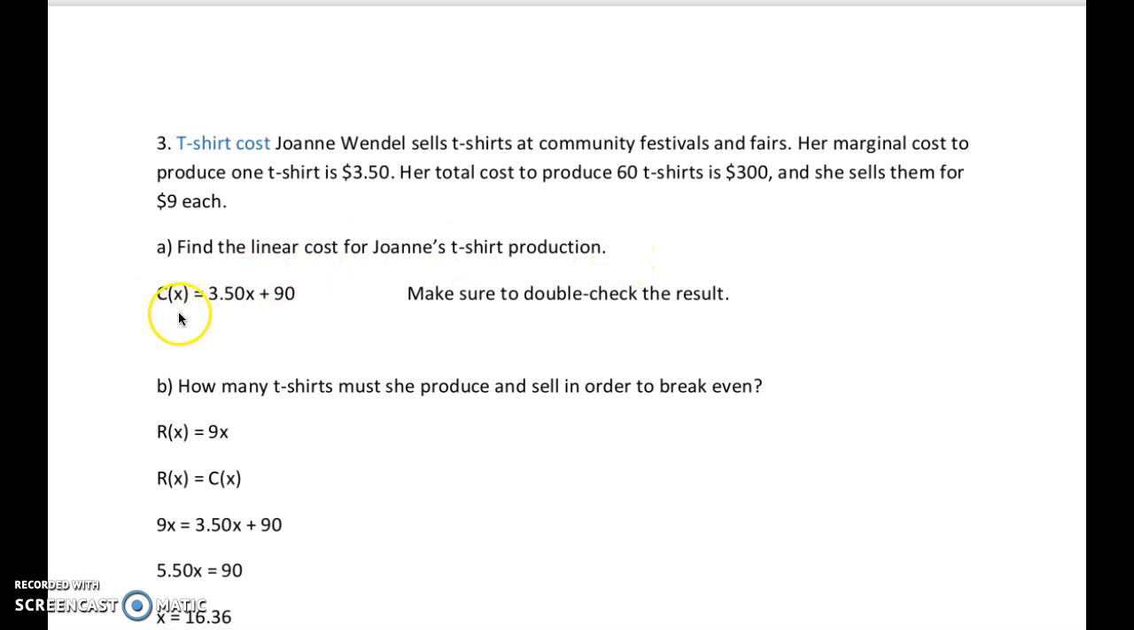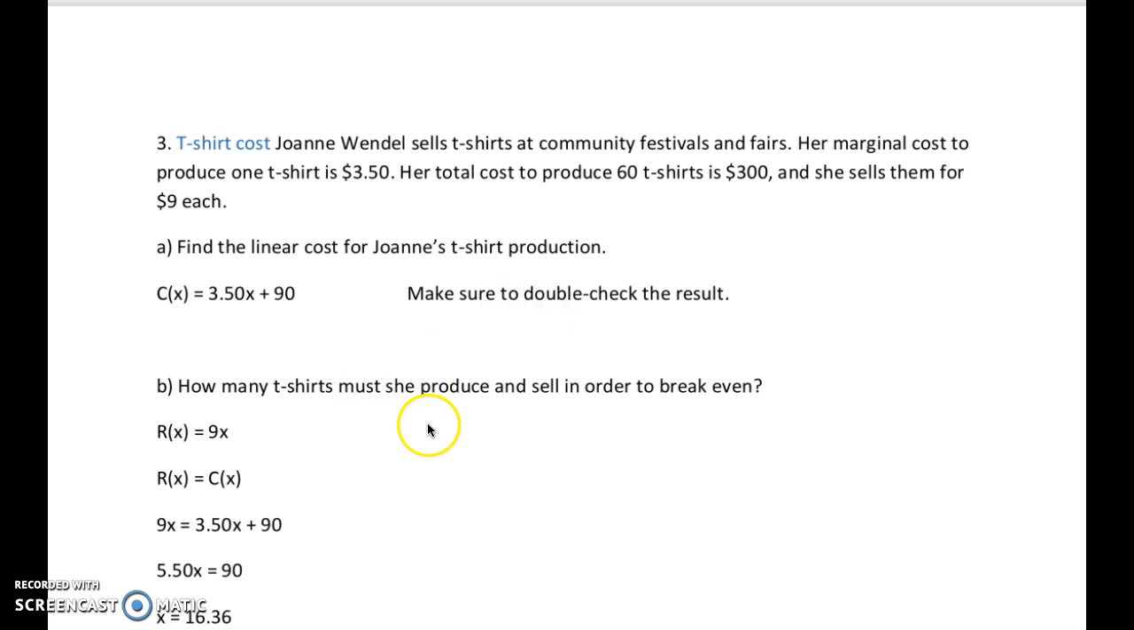And so our cost function here will be $3.50x. Plugging it into our point slope form, we get the 90 for our intercept. Okay. And you always want to make sure you double check this result, because this will oftentimes make a difference for multiple questions that are going to be asked after you get this equation.